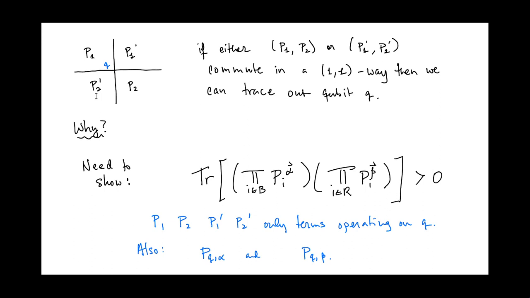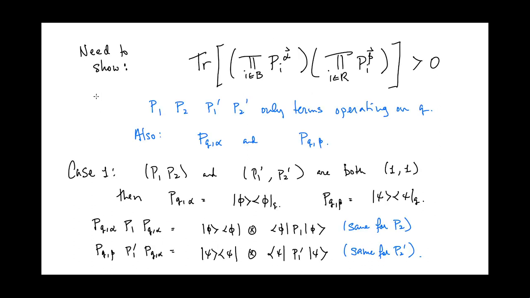I have a little bit more of an elaborate proof, but I'm just going to leave it at that and skip over, so that I can say a few words about the structural lemma at the end. It's not too hard to show that if either one of these pairs commutes in a 1-1 way, we can basically trace out that qubit. I've got a 1D projector in my trace, and it's going to get traced out.